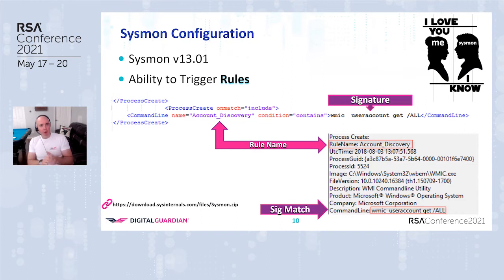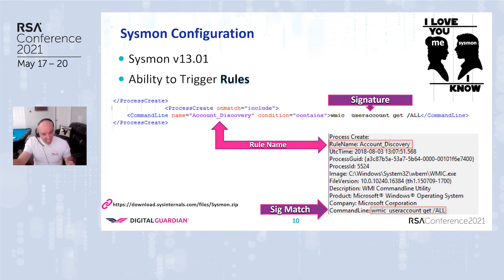Okay. So from a Sysmon perspective, what do we do? How do we configure this thing? Here's just an example, right? Sysmon version 13.01 is out there. It does have the ability to trigger on rules. Trigger on rules is also very important in this whole threat hunting game, I think.